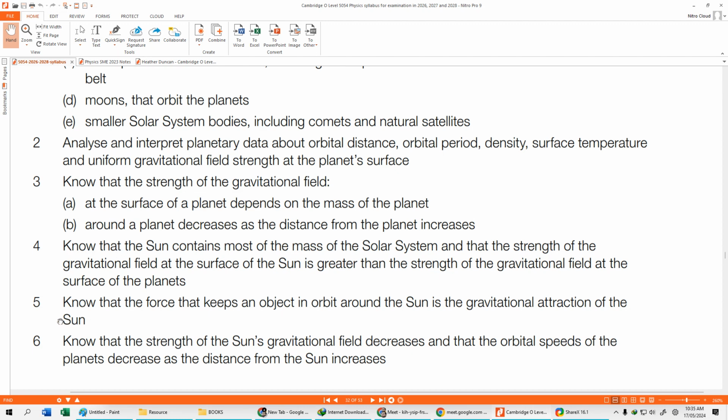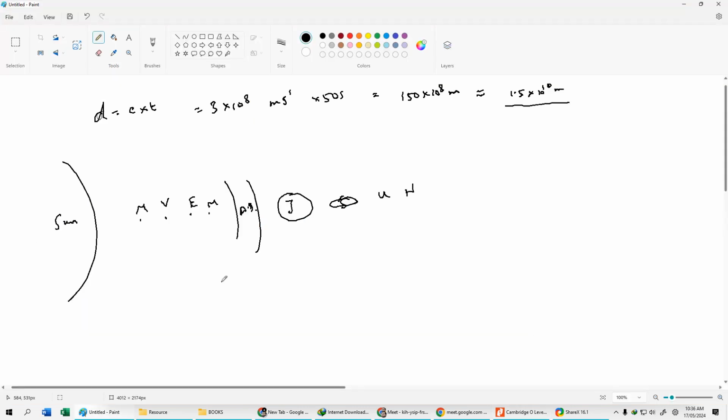Also this is a know that. Number 5, know that the force that keeps an object in orbit around the sun is the gravitational attraction of the sun. Look at this carefully. Know that the force that keeps an object in orbit around the sun is the gravitational attraction of the sun. Just memorizing this information directly is enough, but there is a little bit of information that I'd like to tell you, which I need all of you to understand.